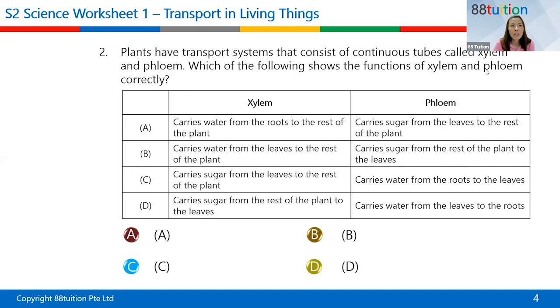I know a lot of primary school teachers also introduce these terms. When I was teaching in primary school, I introduced the terms to the students, but I told them that when they answer the question, they stick to water carrying tubes and food carrying tubes. So what does the xylem do? It carries water, right? Where will the water move from? Is it from the leaves to all parts of the plant, or from the roots to the rest of the plant?